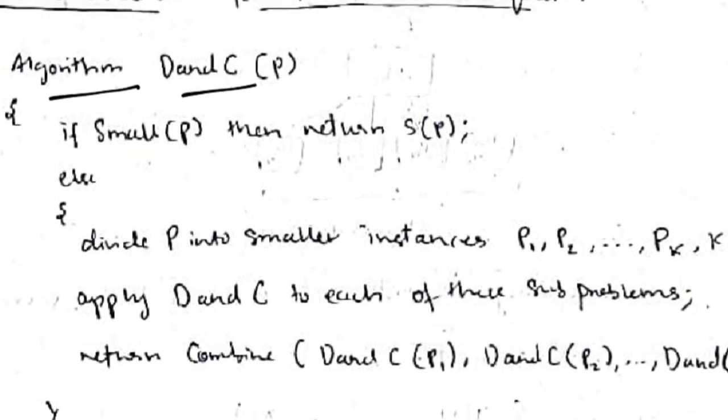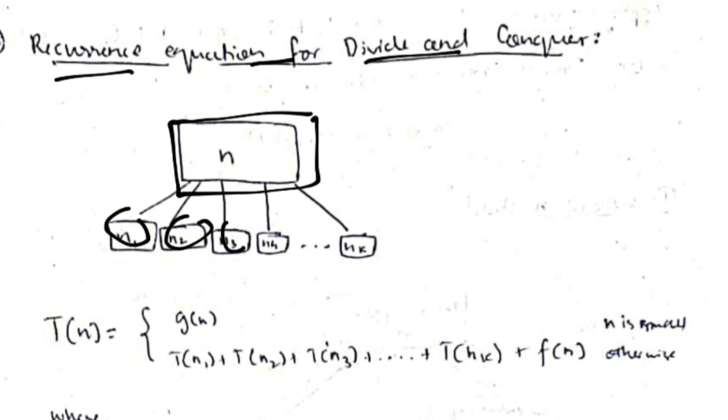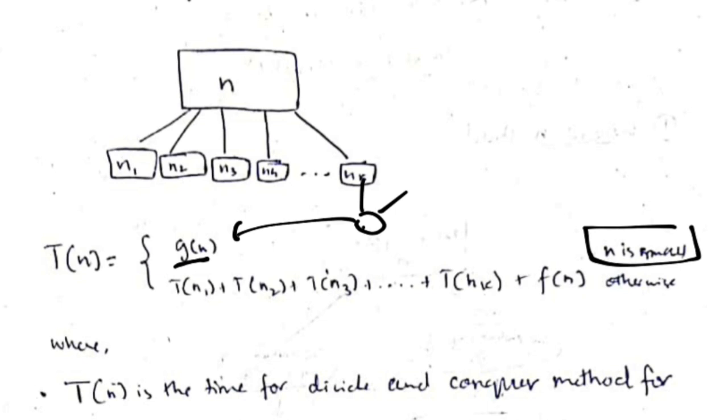The second topic is the recurrence equation for divide and conquer. When we divide the main problem into smaller parts, each smaller part is solved similarly, using the same technique we used for the bigger problem. The time taken will be g of n if the problem is small, meaning it reaches a level where it can't be divided anymore and can be solved directly.